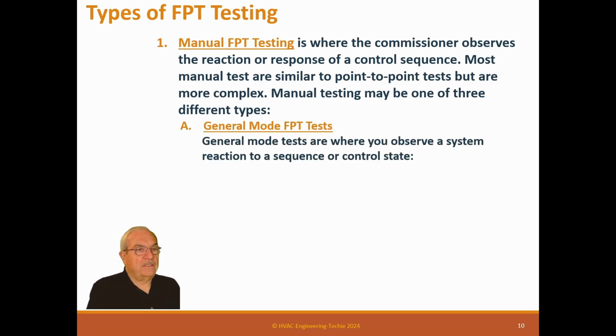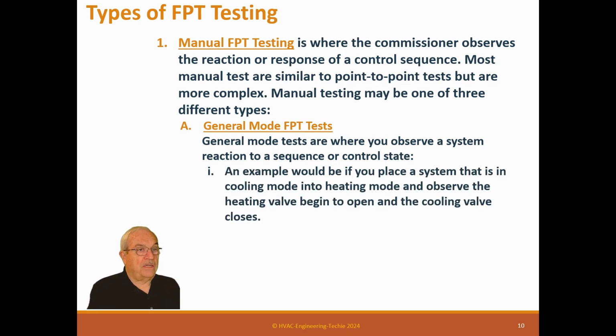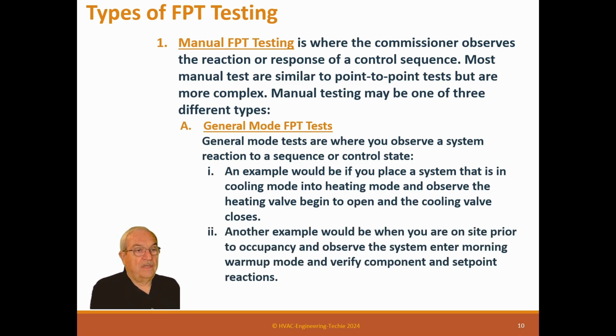General mode tests are where you observe a system reaction to a sequence, a control state, or a change of state. An example would be placing a system that is in cooling mode into heating mode and observing the heating valve begin to open and the cooling valve close. So that's a manual observation. Another example would be when you are on site prior to occupancy and observe the system enter morning warm-up mode and verify component or set point reaction. A simple manual mode would be turning on an exhaust fan and it comes on, but we've probably already done that point-to-point test, so we wouldn't need to make that a functional test.